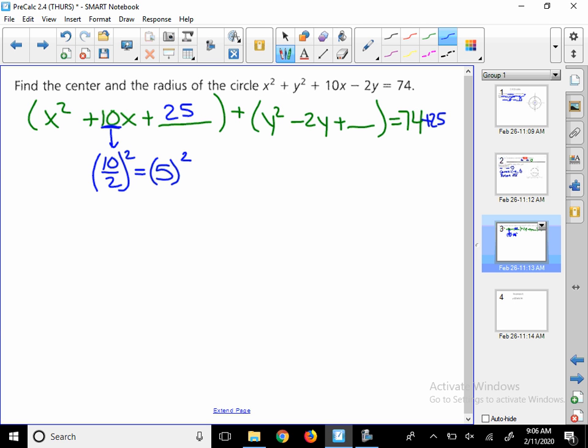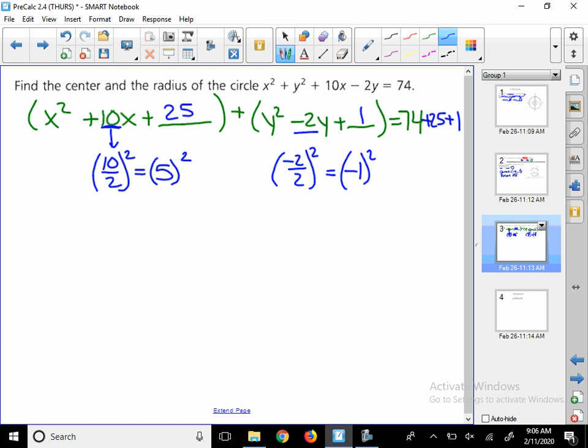If you think this seems familiar, it's because it's completing the square. Yes, I did take you through this in Algebra 2. So this is another example of completing the square. Now we're going to key in on this 2. I'm going to take negative 2 divided by 2 and square it. So I'm going to get negative 1 squared, or a positive 1. Again, since I added 1 on the left, I need to add it to the right.